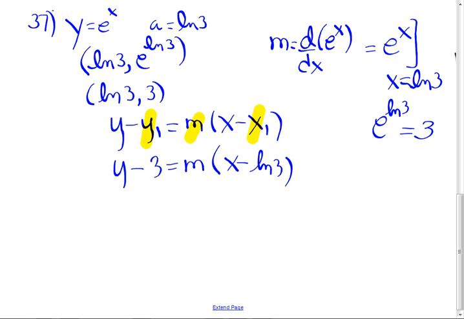Your y is right here. This is f of the log of 3, f of 3, sorry, I said that wrong. There's your y value. So the slope is, I know it looks weird, but that's what it is: 3, and it's x minus the log of 3.